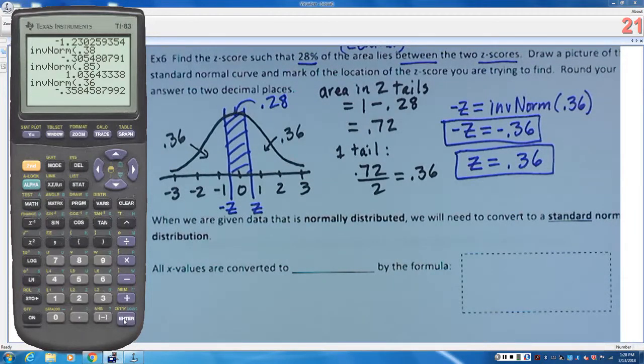And it just ended up that the area to the left is equal to the z-score. It's going to be rare that this happens. That's just what happened here. It's not going to happen often. It didn't happen on the last question. This is probably the only one that it happens on.